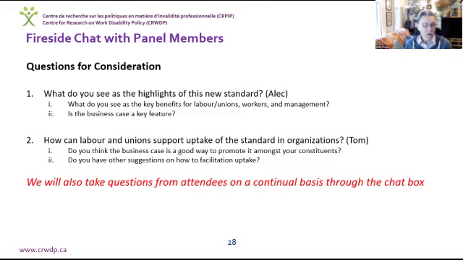We'll move on to our second question. How can labor and unions support uptake of the standard in organizations? And do you think the business case is a good way to do that, to promote amongst the constituents? And do you have other suggestions on how to facilitate uptake of the standard?